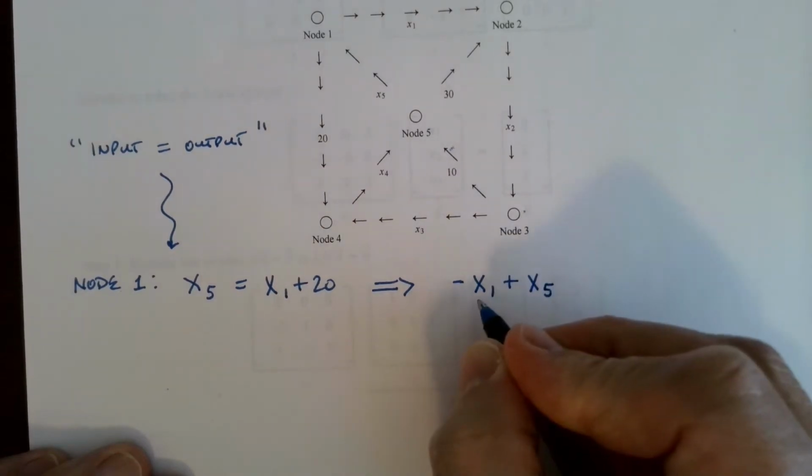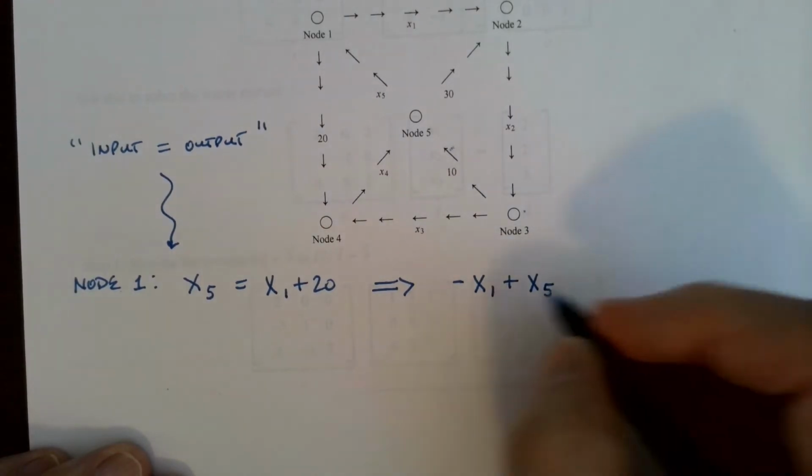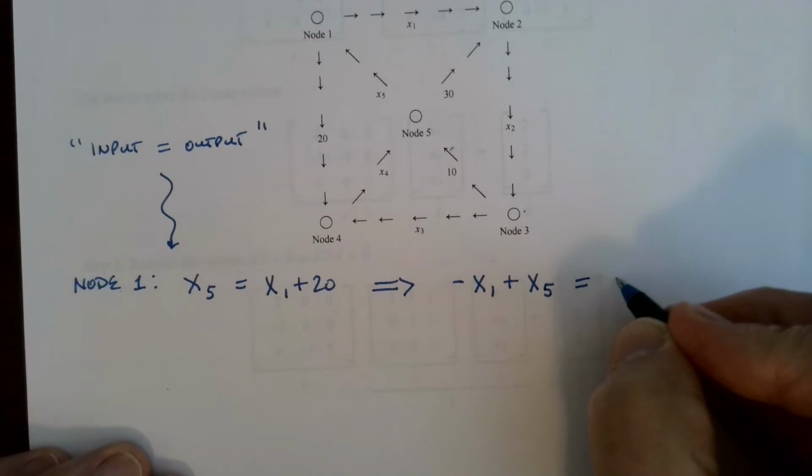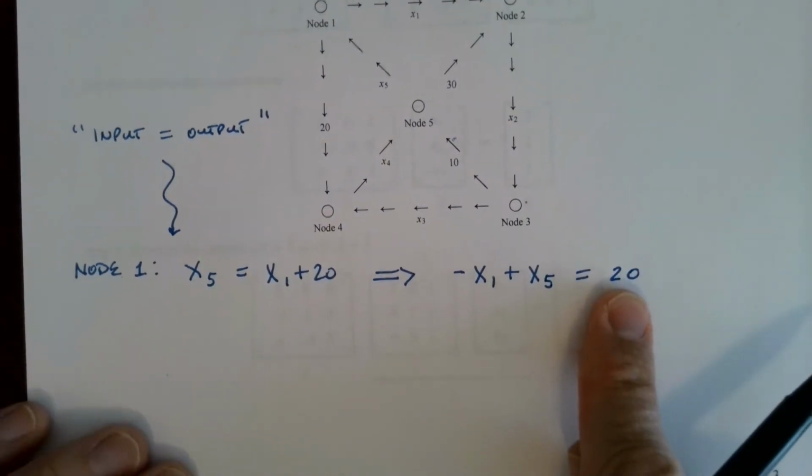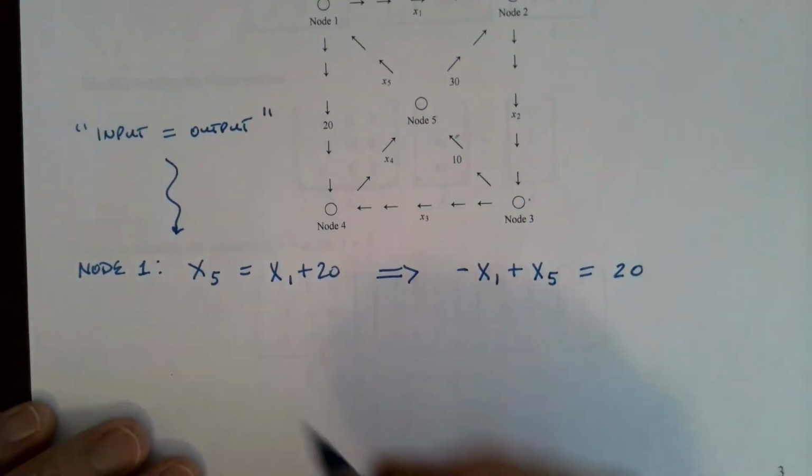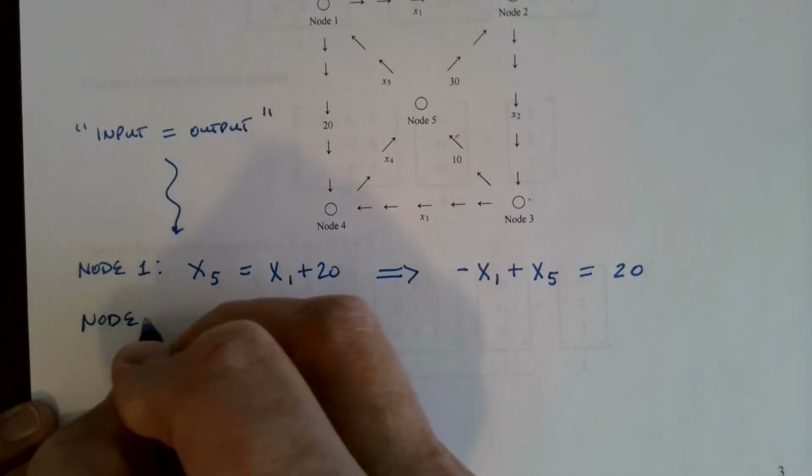And I like to put the variables in order from 1 to 5 here. So I'll put them in that order and leave the constant on the right-hand side. So there I just subtracted x of 1. So let's continue with node 2.